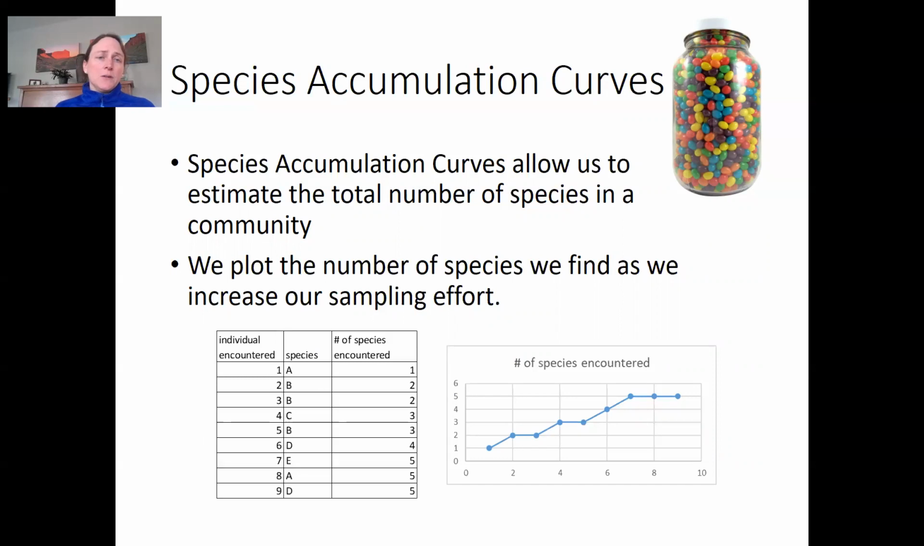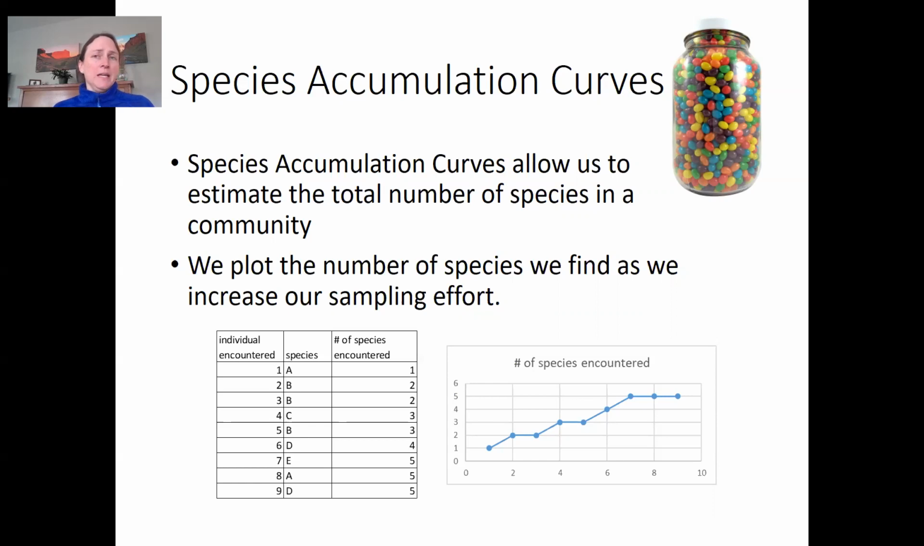The third individual I encountered is another species B, so I'm still at 2 species. And then by the fourth individual, now I've got species C, so now I've encountered 3 species. And I've graphed this number of species encountered as I've increased my sampling effort in the blue line.